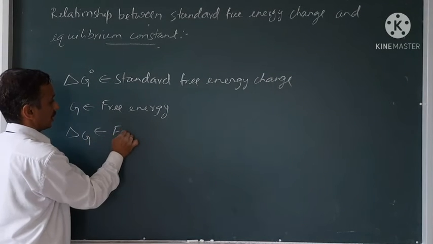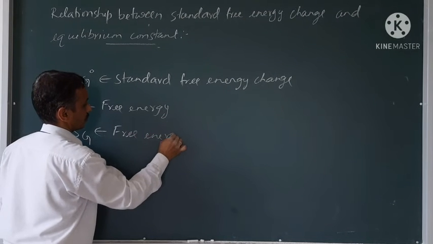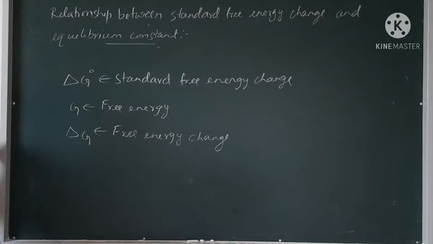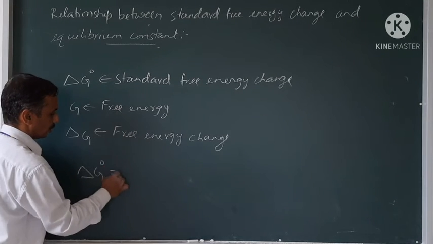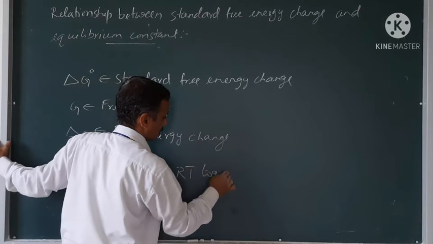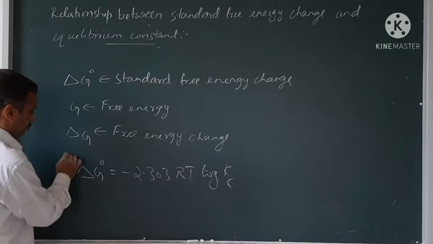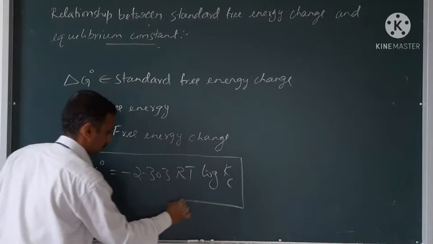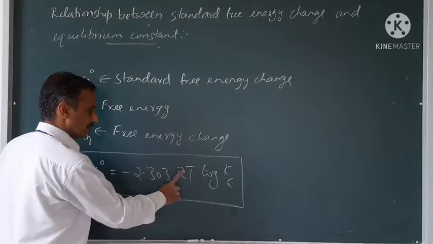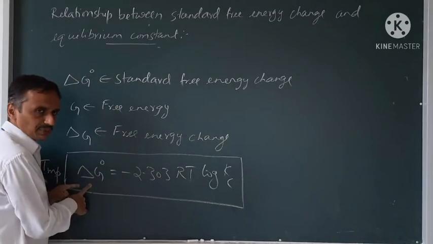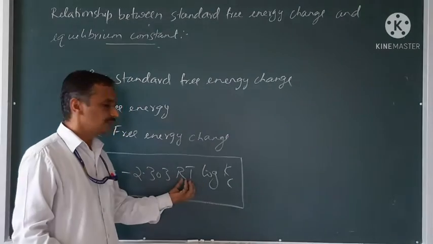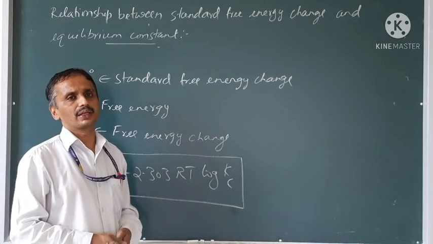Delta G is free energy change. And the relation is delta G naught is equal to minus 2.303 RT log Kc or Kp. Important. Calculation of the standard energy change or the equilibrium constant or temperature can be there in the competitive exams.